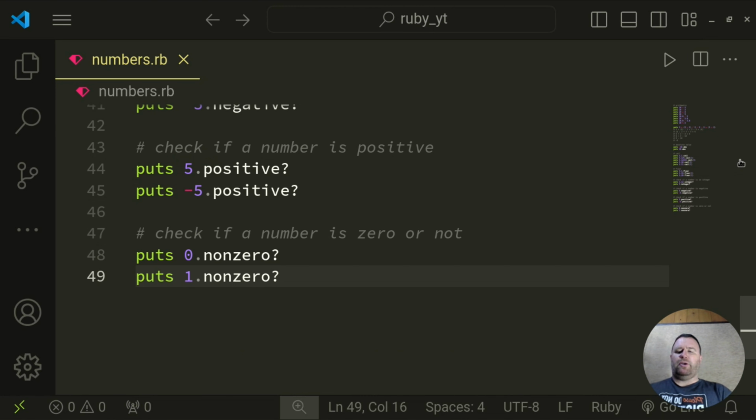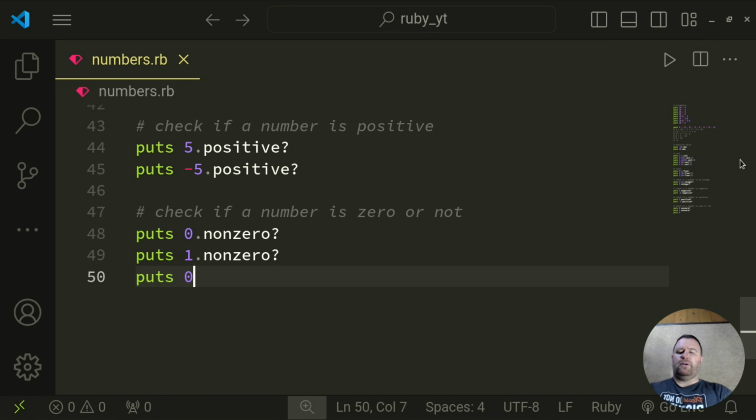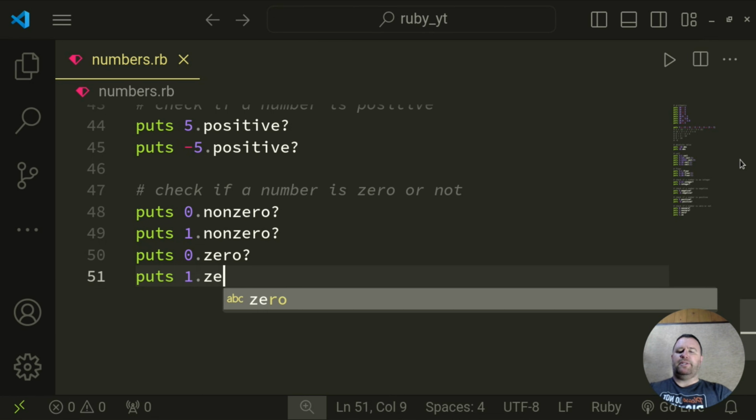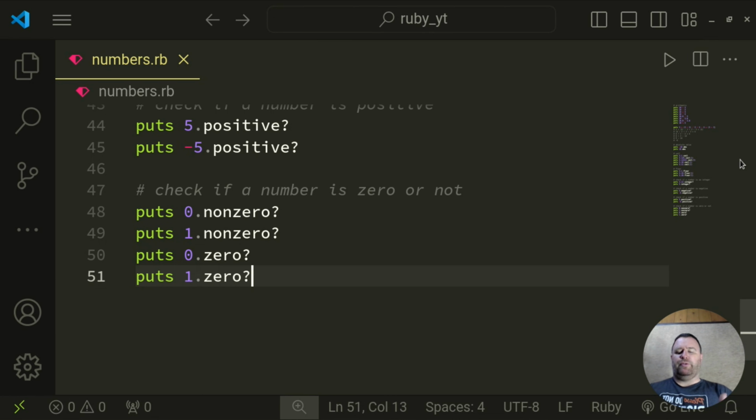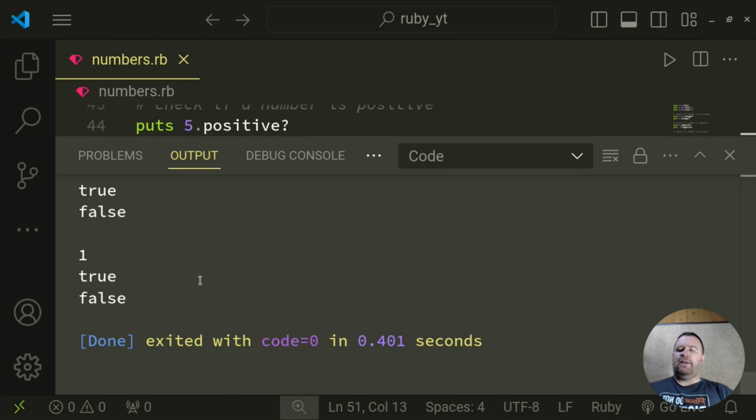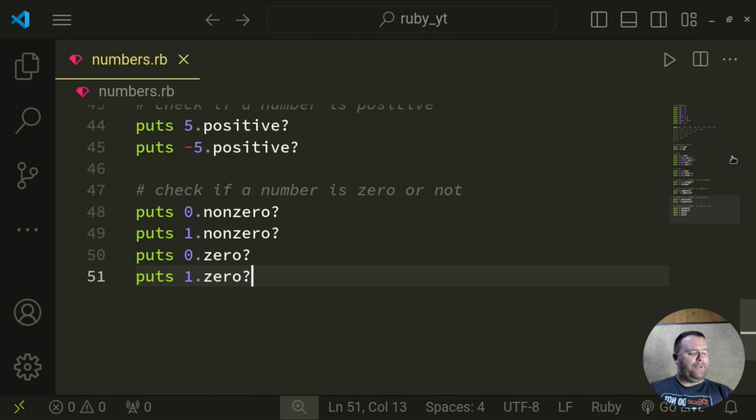There's also the method, we do puts 0.zero? with a question mark, or puts 1.zero?. Now we're going to get true and false. So let's run that, and we get true and false.